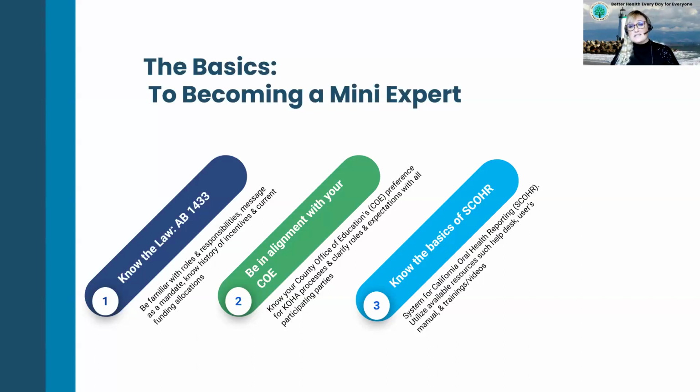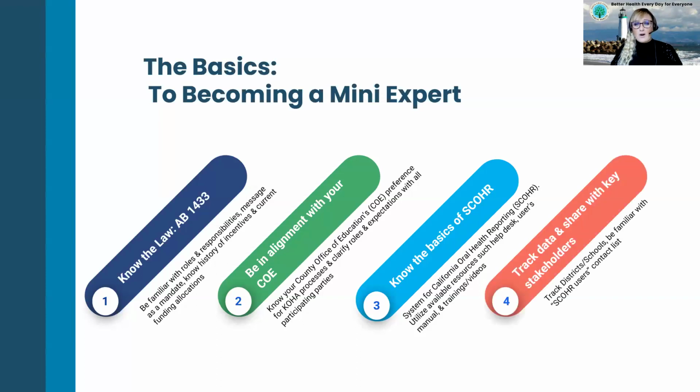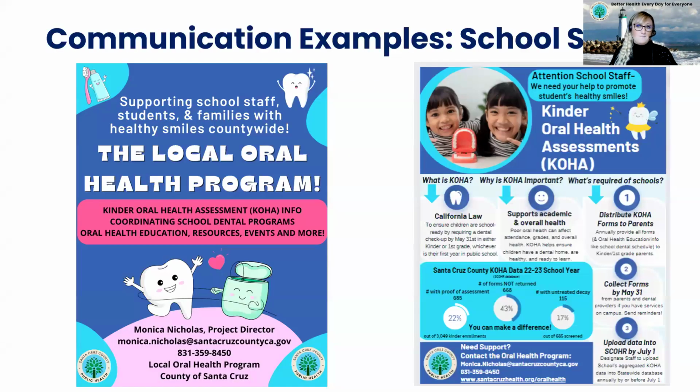I share this list about twice a year in fall and spring with school staff for accountability and also to remind them to reappoint someone as staffing changes. And then 4, of course, we need to be tracking the data in SCORE and share that data out with key stakeholders. And I'll come back to tracking in a moment with examples of what worked best for us.